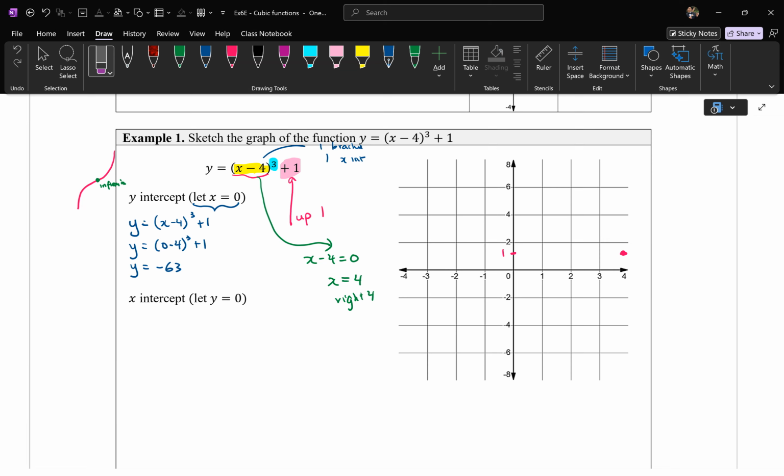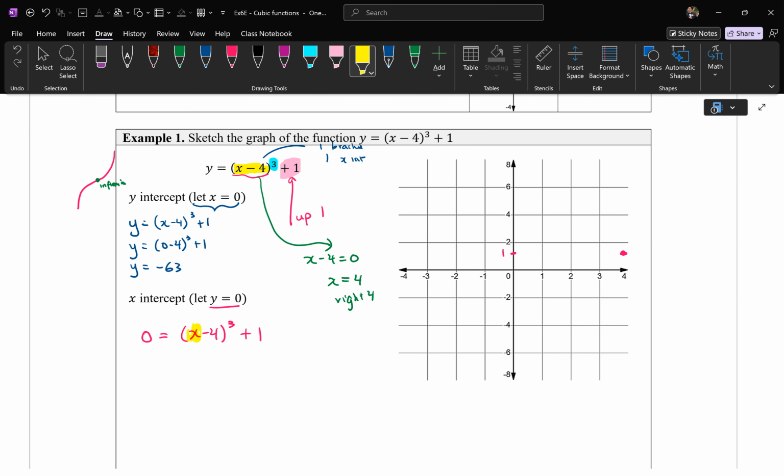What about the x-intercept though? This is what you've been training to do. X-intercept. This is when you let y equal to 0. So y has to be 0. You've got (x minus 4) cubed plus 1. See, and these notes are from last lesson, that booklet. So if you find that booklet, you should be able to copy it down. How do we solve this?